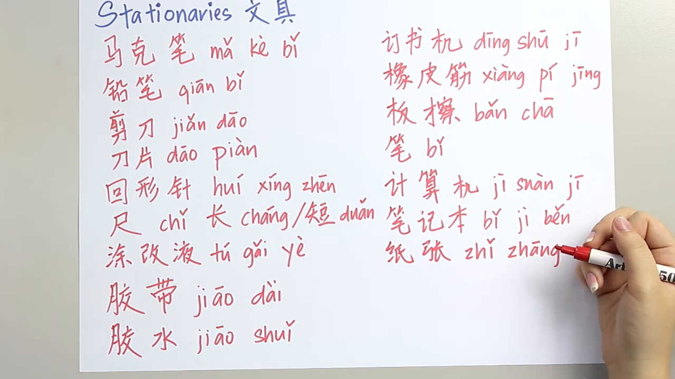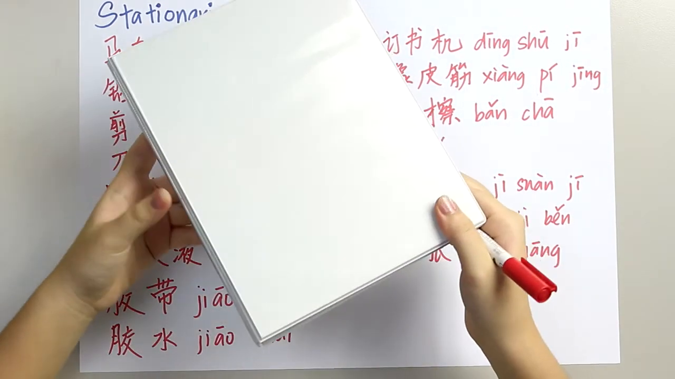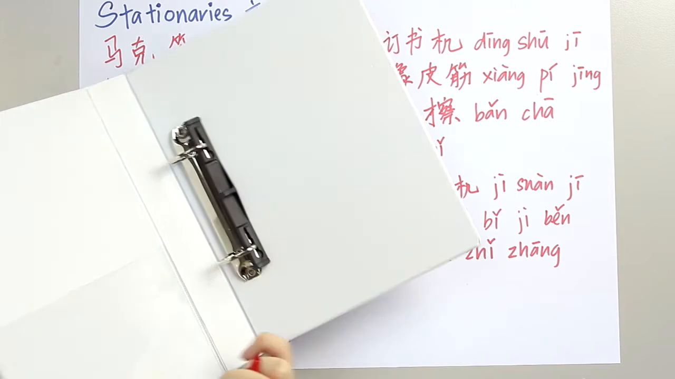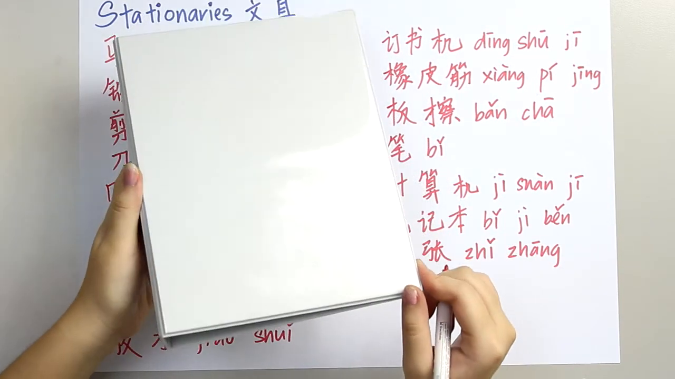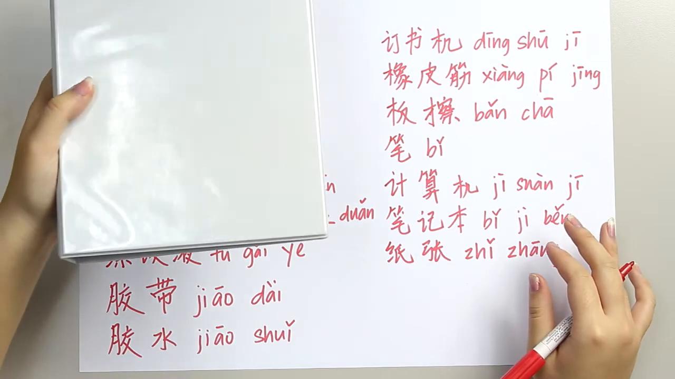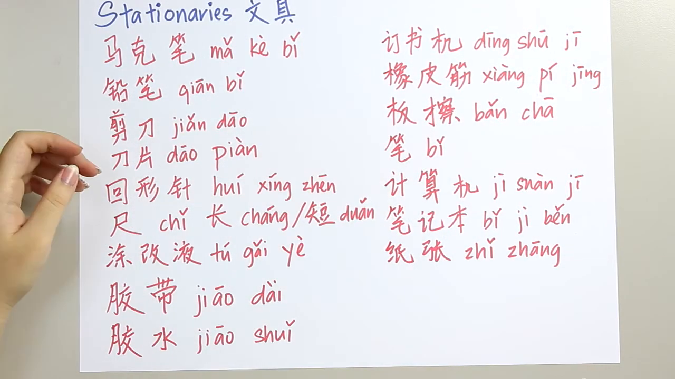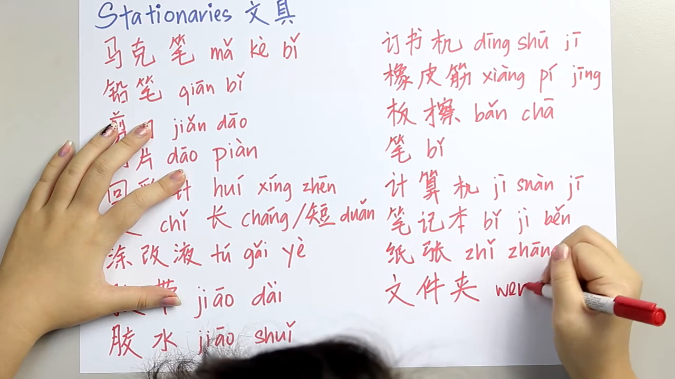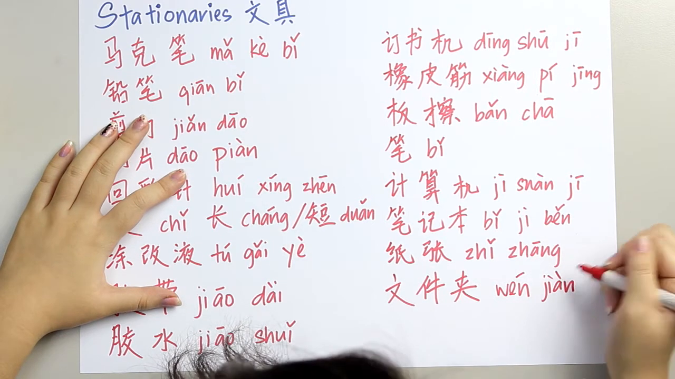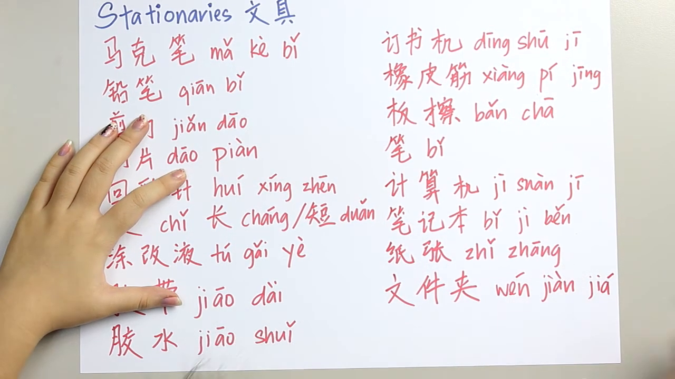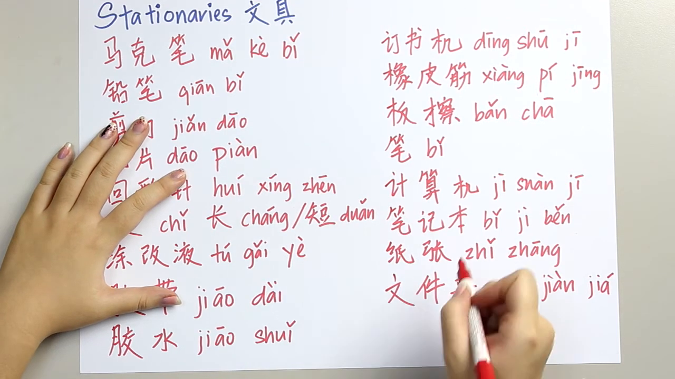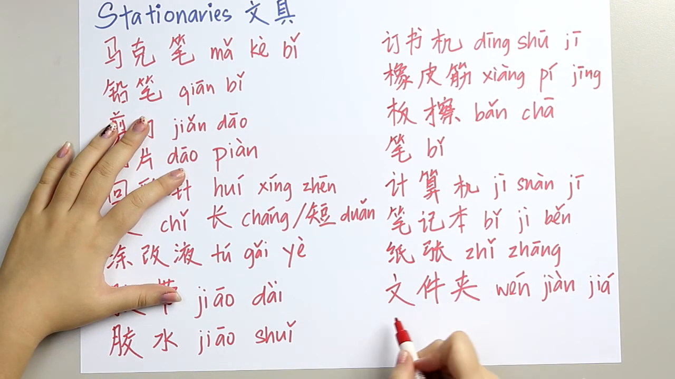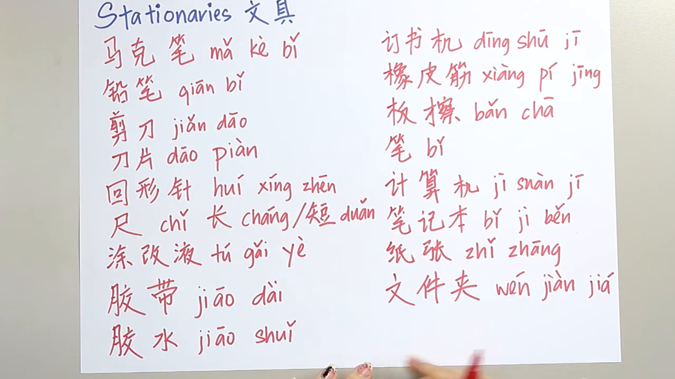So, last but not least, we have this. To clip our things up, we will have a file holder, or we call it a folder. So, a folder in Chinese we call it 文件夹. 夹 means clip. So we will clip our documents. Document refers to 文件. We will clip our documents together, so that file holder we call 文件夹.